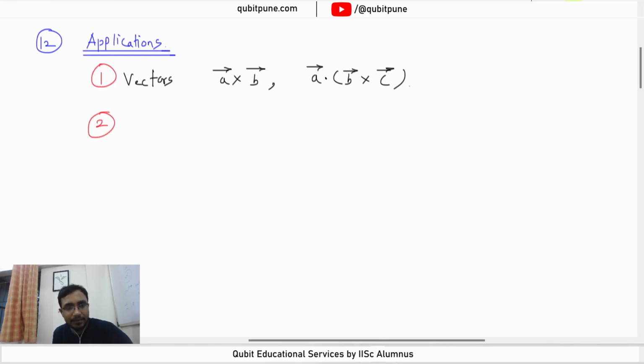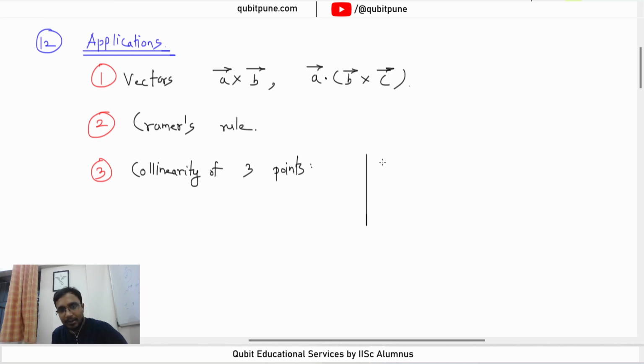Any other use? Cramer's rule to solve a system of linear equations. Any other use? Collinearity of 3 points. Points x1, y1, x2, y2, x3, y3 are collinear when this determinant is equal to 0. Do you know that?